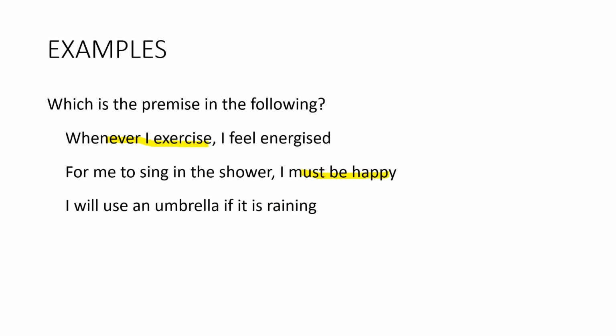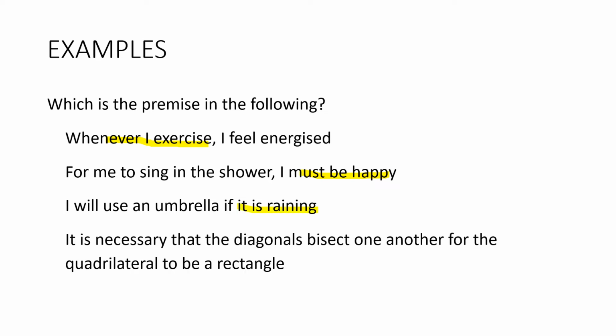I will use an umbrella if it is raining. What comes first? The rain. There's the premise. It is necessary that the diagonals bisect one another for the quadrilateral to be a rectangle. What has to happen? The diagonals must bisect one another. I think, therefore I am. Famous quote by Descartes. What has to happen first? I think. There's the premise.